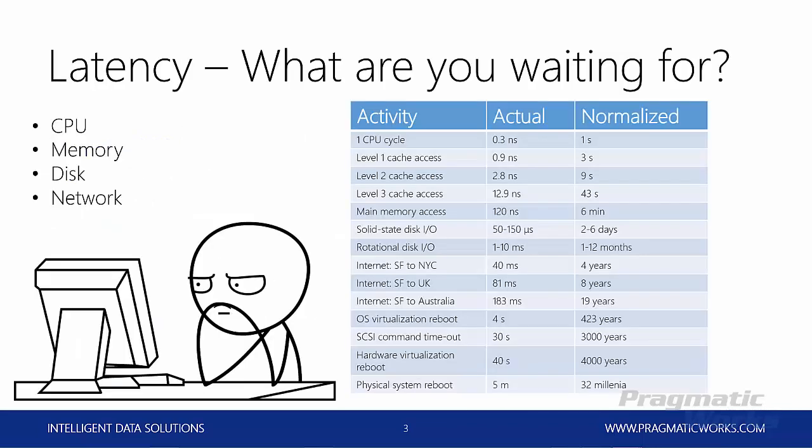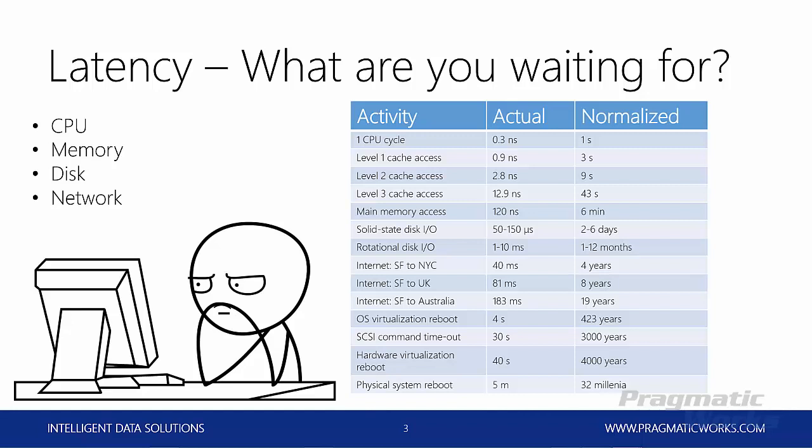So latency. What are we waiting for? When we look at the different things that we wait on in SQL Server, it's generally 4 different resources. You're either waiting for CPU, you're waiting to allocate memory, you're waiting to read something from your disk, or you're waiting for something to be transmitted over the network. We're going to cover this several times throughout this slide deck.